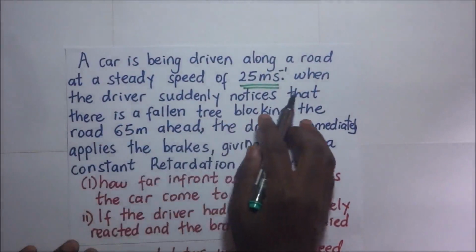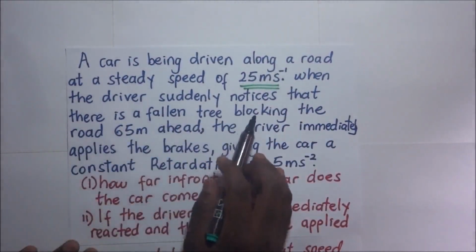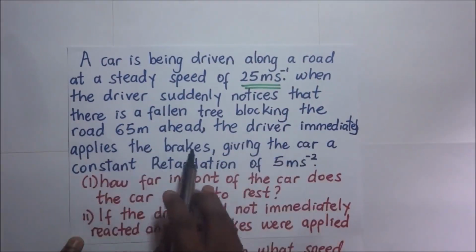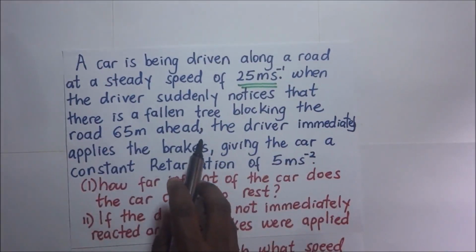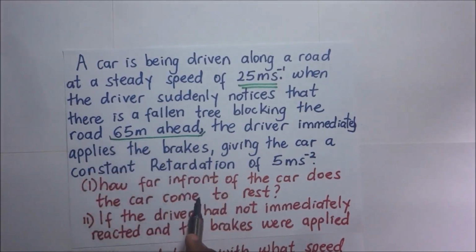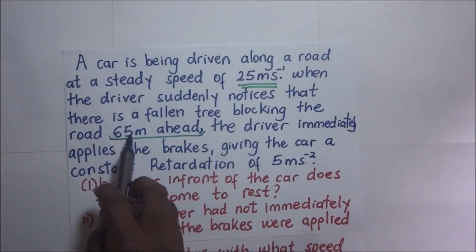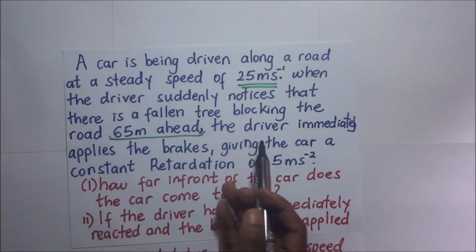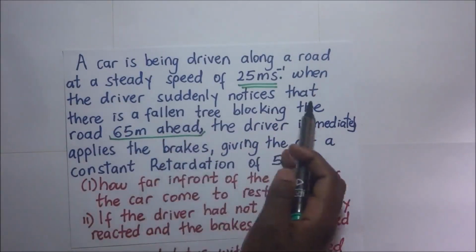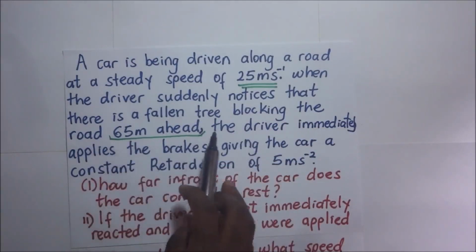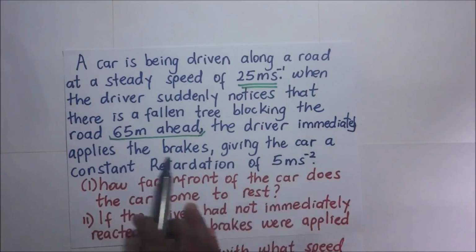When the driver suddenly notices that there is a fallen tree blocking the road 65 meters ahead, the driver immediately applies the brakes. So it means as this driver was moving, he notices 65 meters ahead that there is a tree, and then he applies the brake. So it means that from the time he applies the brakes, the distance between him and the tree is 65 meters, because the question says that when the driver suddenly notices that there is a fallen tree blocking the road 65 meters ahead, he immediately applies the brakes.